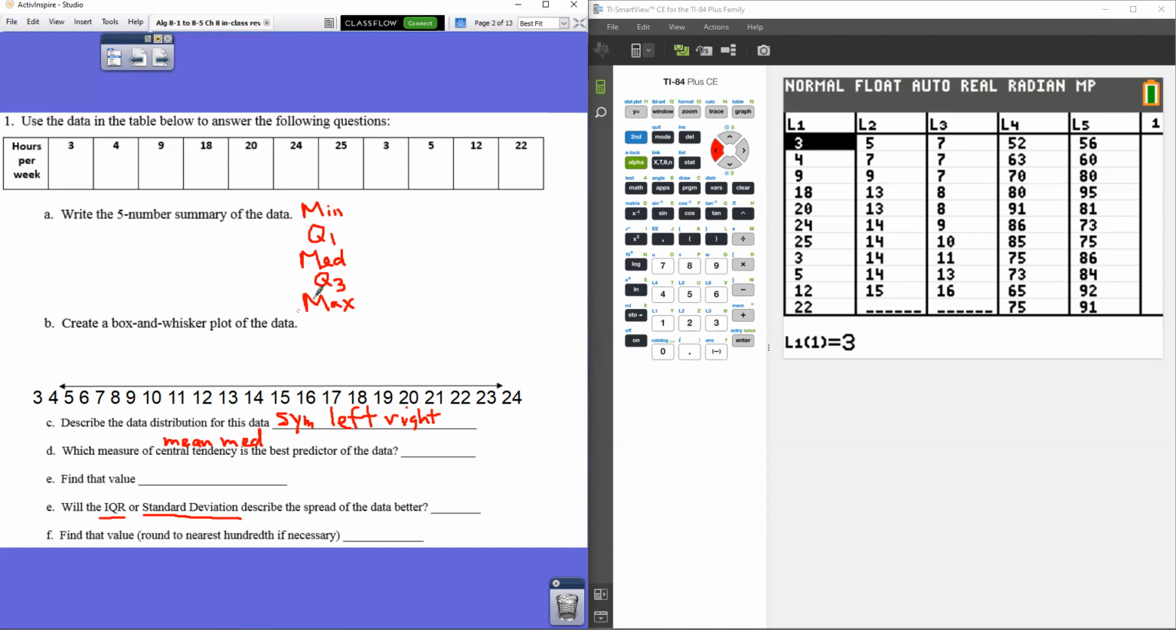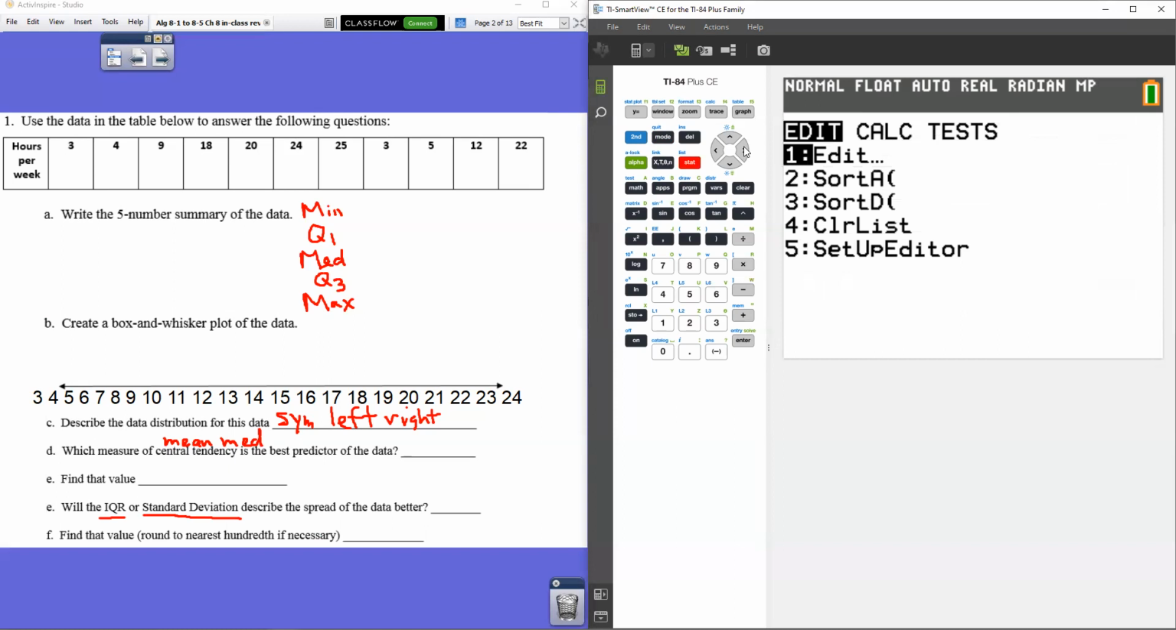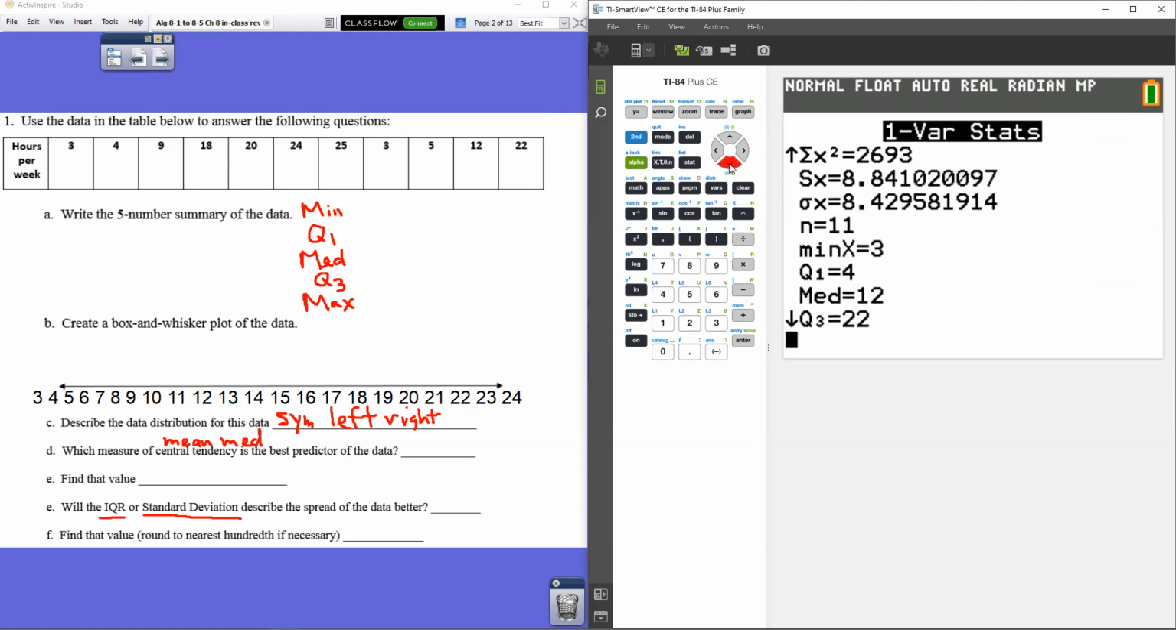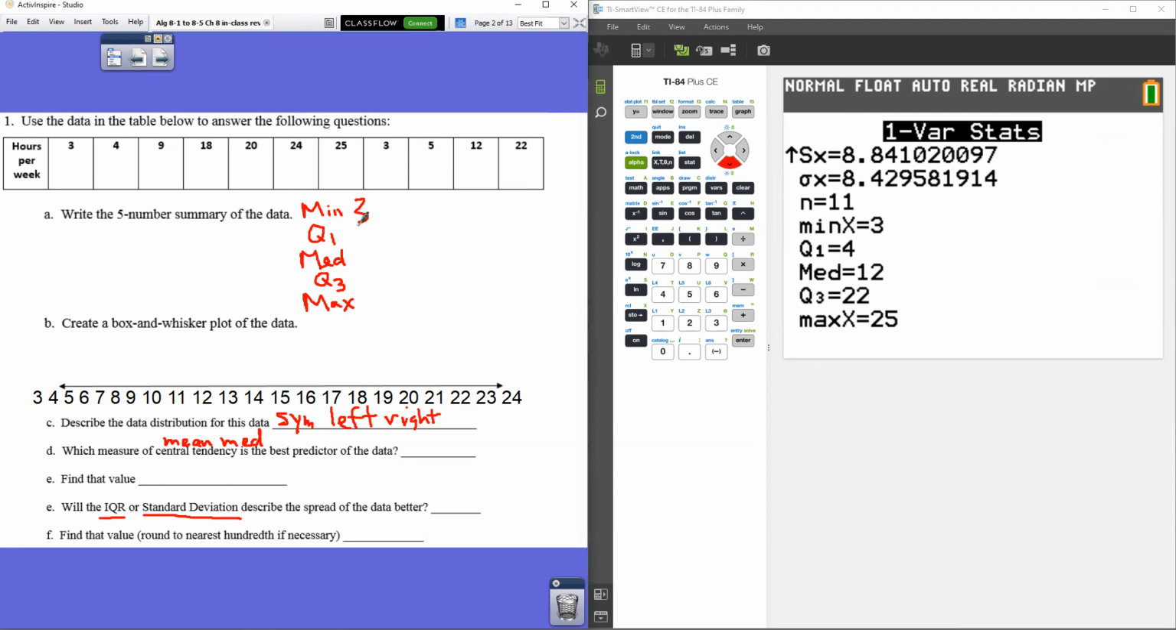All right, so I'm gonna get going on this one. I typed all my data into my L1 column. So to get my five number summary, I have to do stat, calc, one variable statistics. I need to use my L1 column. So I'm gonna go down to calculate. Remember that your five number summary is towards the bottom of this list. So my min is 3, my Q1 is 4. My median is 12, my Q3 is 22, and my max is 25.